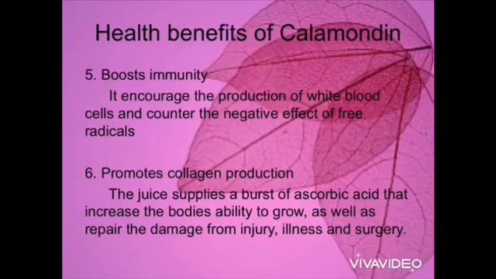It also boosts immunity. Calamondin encourages the production of white blood cells and counters the negative effect of free radicals. It also promotes collagen production. The juice supplies a burst of ascorbic acid that increases the body's ability to grow, as well as repair the damage from injury, illness, and surgery.